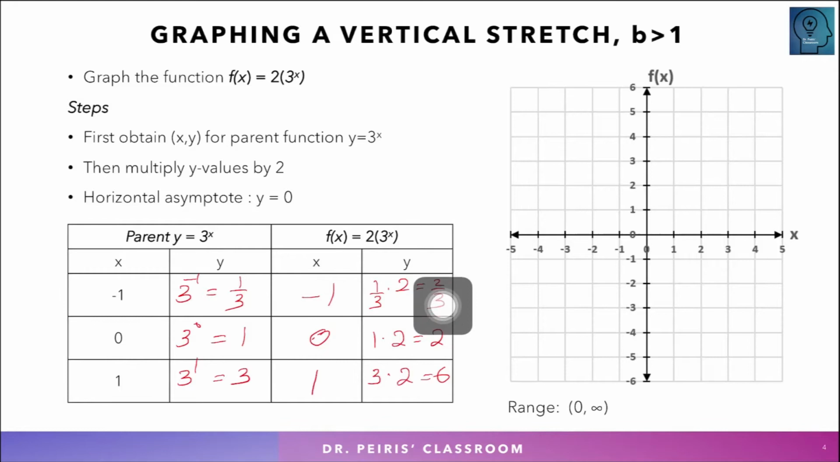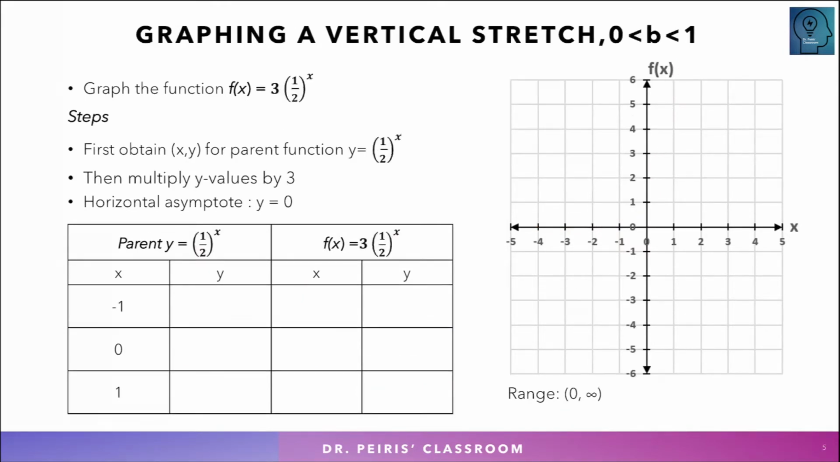So the first one, -1, 2/3. -1, 2/3 is a value which is less than 1. Then 0, 2. Then 1, 6. So we can see that the function has been stretched. The values go up by a factor of 2. Make sure we keep the horizontal asymptote at y equals 0. So when you graph that, you don't cross the x-axis. So this is the given function f of x equals 2 times 3 to the x. And the range stays from 0 to infinity. It's the same range compared to the parent function y equals 3 to the x.